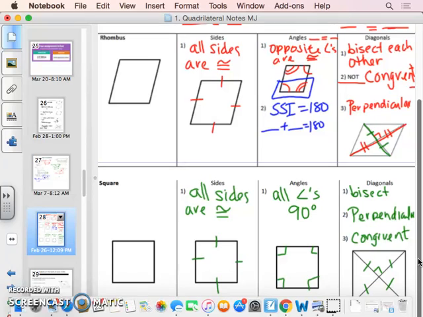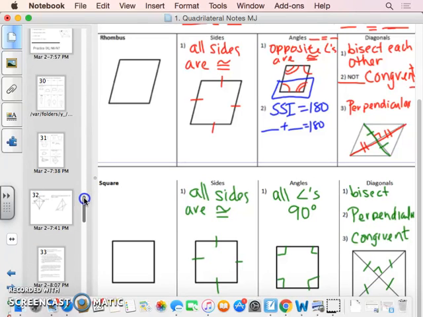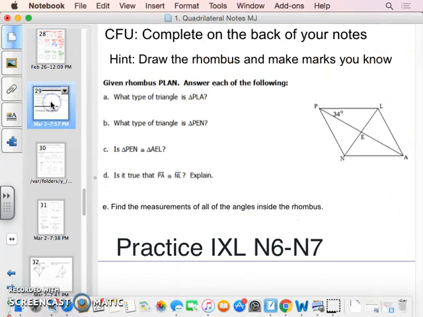And so a square basically has all the characteristics of a parallelogram, all of them. Bisecting, congruent, perpendicular diagonals, all angles are 90 degrees and all the sides are congruent. All right, so let's review and look at a couple problems with this.